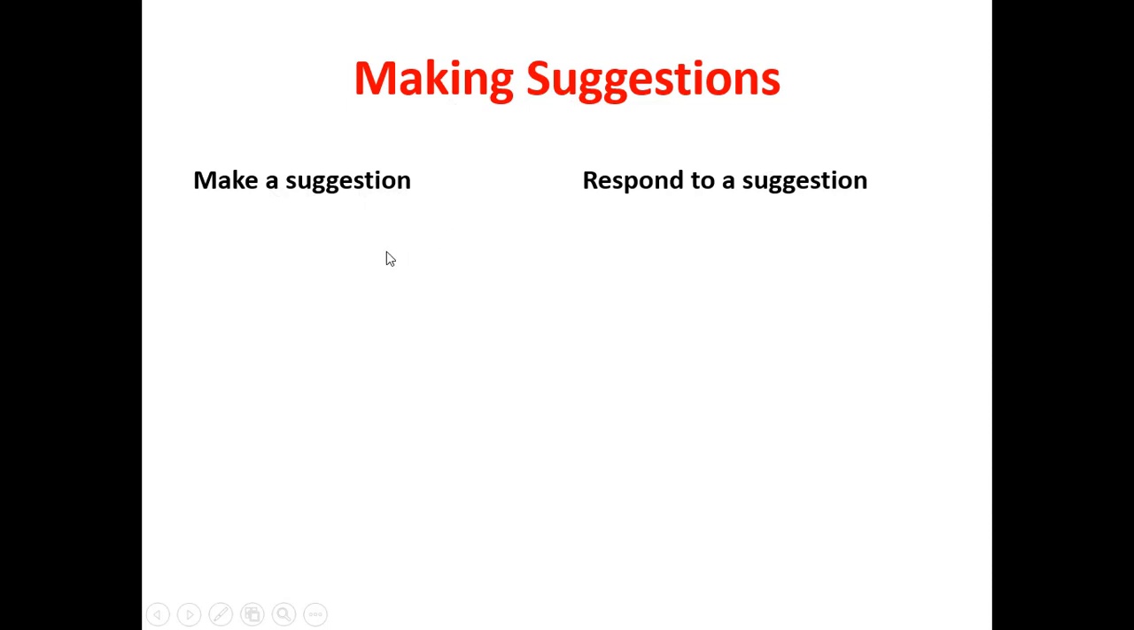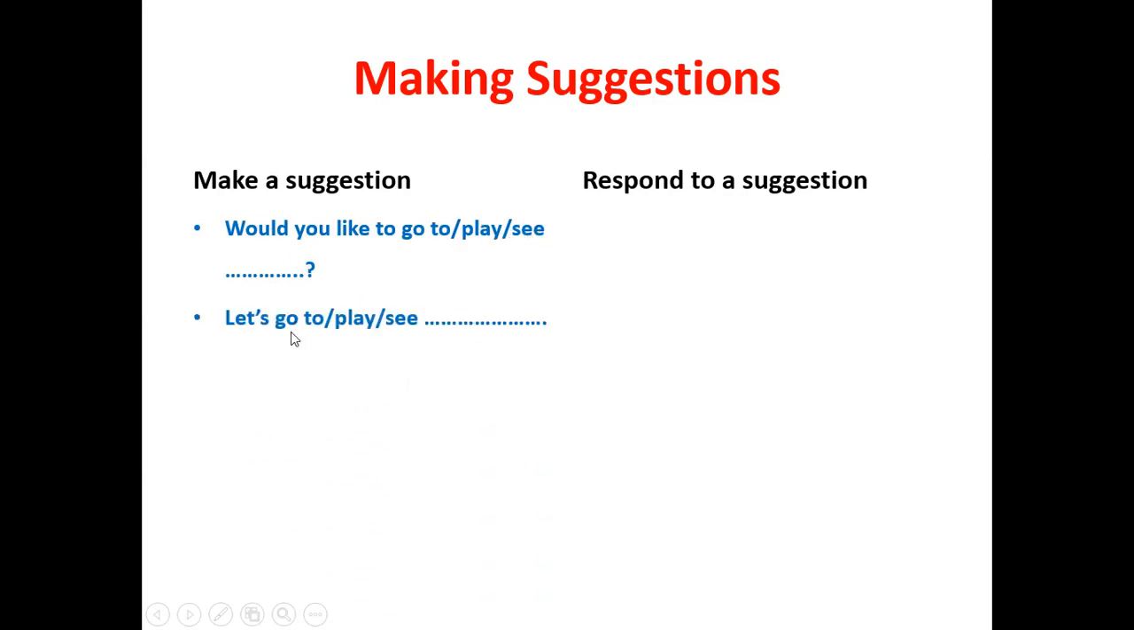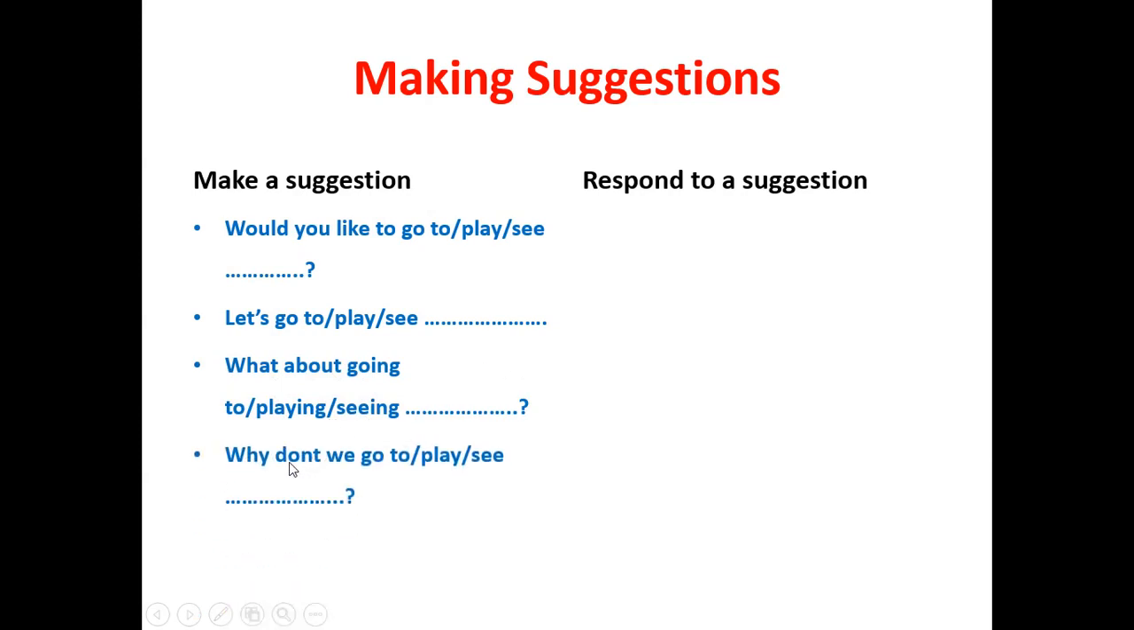We make a suggestion by saying, would you like to go to, would you like to play, would you like to see, let's go to, let's play, or let's see, okay? What about going to, what about playing, what about seeing? And why don't we go to, why don't we play, and why don't we see? So you can use one of these to make a suggestion.